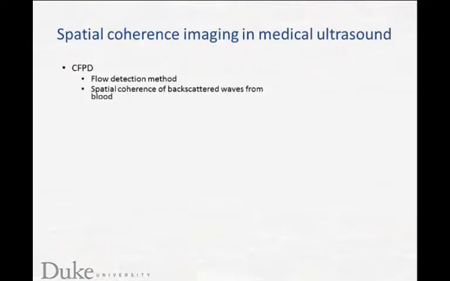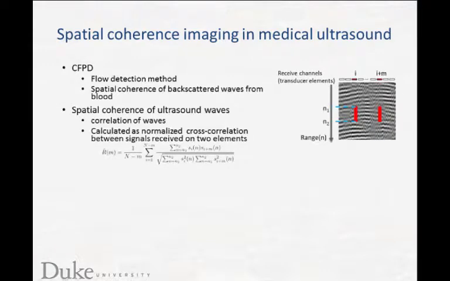So CFPD imaging is a flow detection method based on the spatial coherence of backscattered waves from blood. This slide presents a short introduction to spatial coherence imaging in medical ultrasound. Spatial coherence measures the correlation of waves in two different lateral spatial locations. It can be calculated as normalized cross-correlation between signals received on two transducer elements.